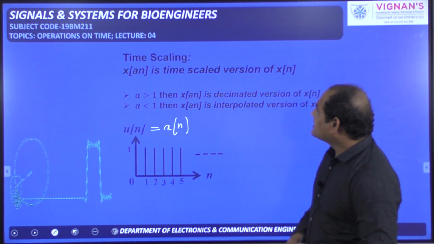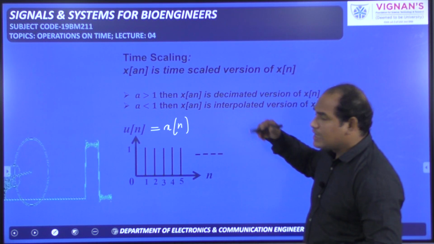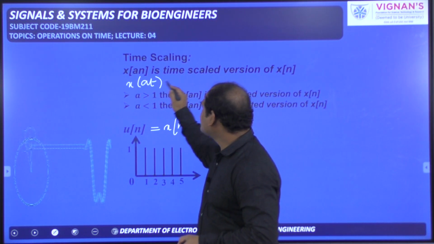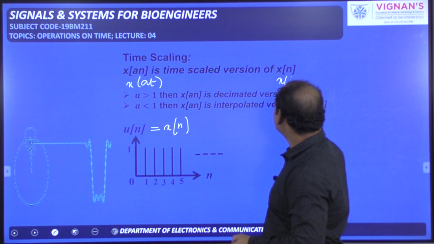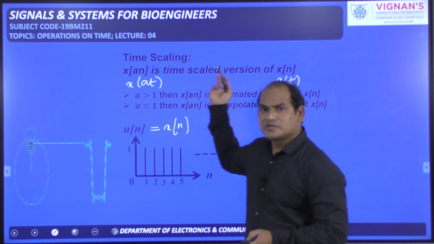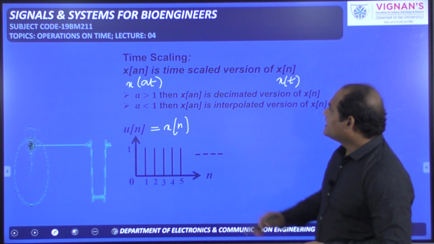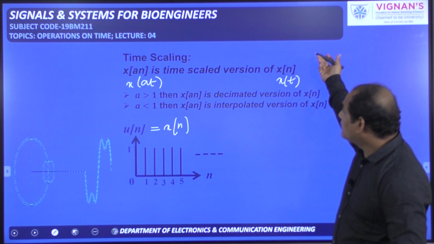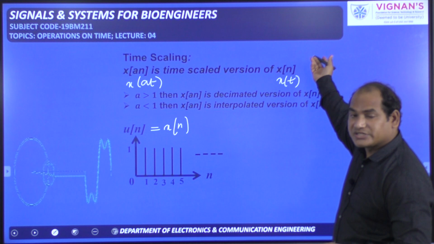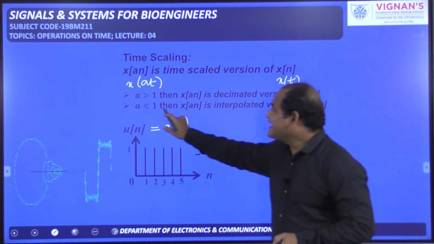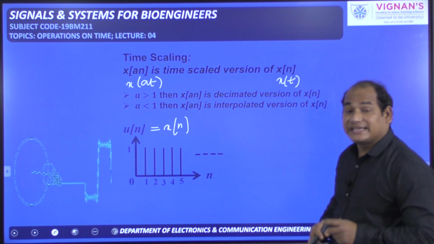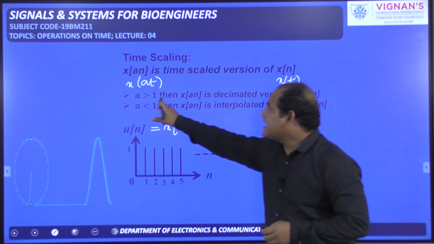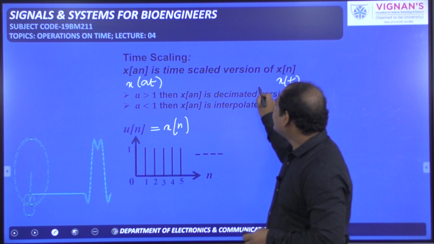So x of an is the time scale version of the x of n. What we have done in the previous case, that is x of at is the time scale version of x of t. In the discrete domain also we will write the same thing. When a is greater than 1, that is the compressed version. In case of continuous time domain, we have taken like that. When a is less than 1, that is the expanded version, but here terminology will be different. In case of discrete domain, whenever a is greater than 1, that is called decimated version.